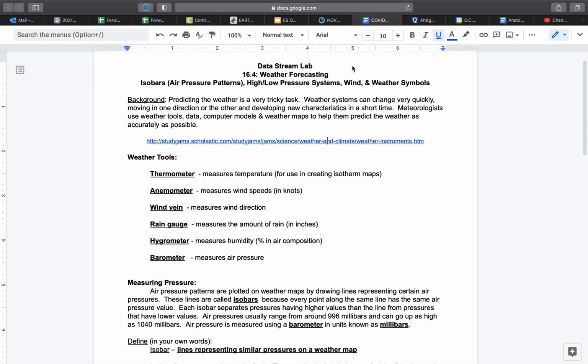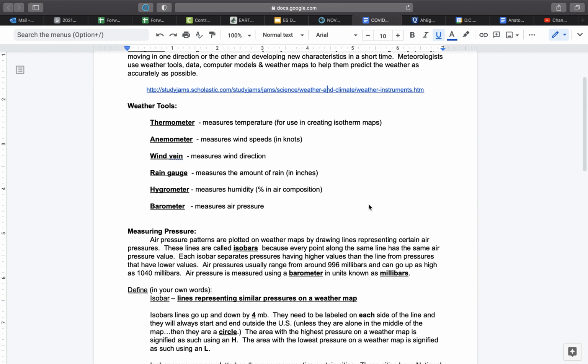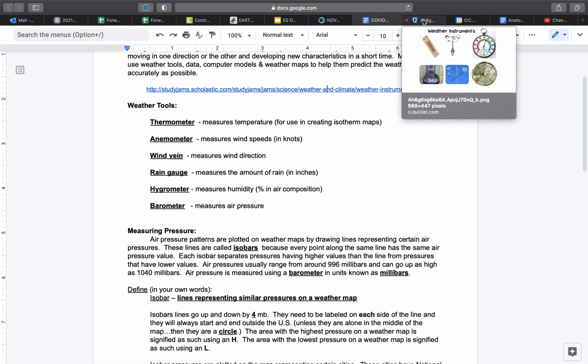So today we're going to talk about weather forecasting a little bit more, talking about air pressure patterns, high and low pressure systems, as well as how we measure different things regarding the weather in order to forecast it. So the first part that you fill in here is on different weather tools that are available to meteorologists.